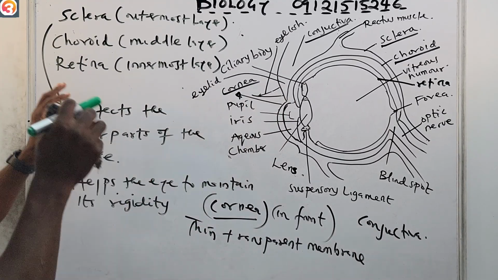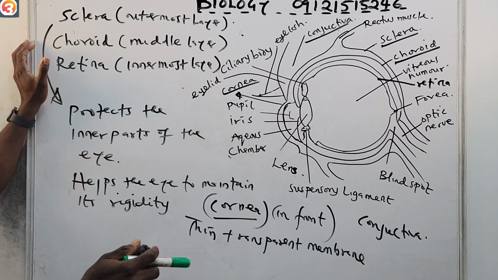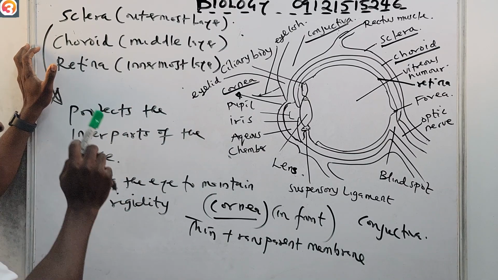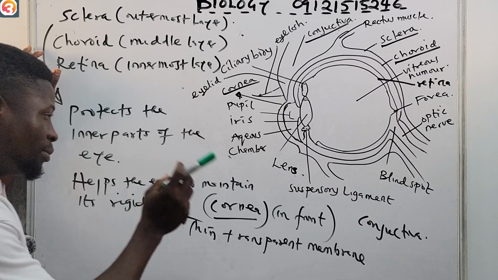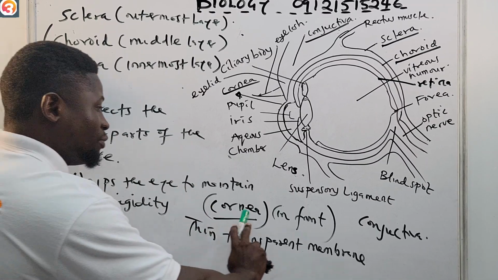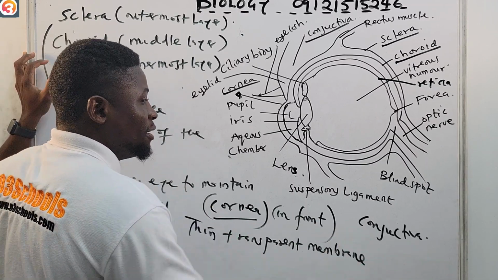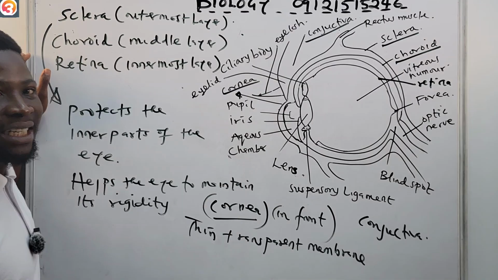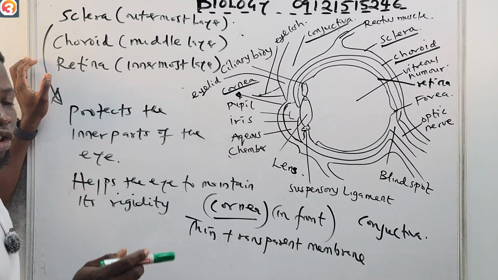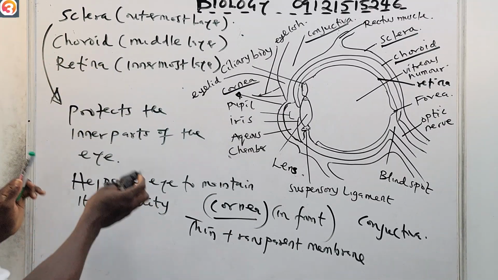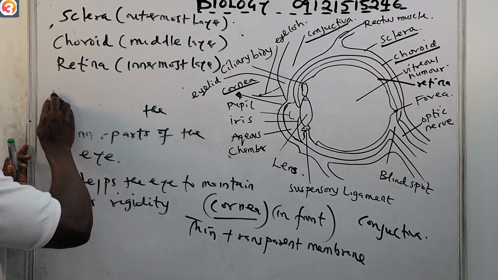So the sclera is the outermost layer. It protects the inner part of the eye, helps the eye to maintain its rigidity, and forms the cornea in front, which, like we said, is covered by a thin transparent membrane that we know as the conjunctiva. Now let us talk about the middle layer, which is the choroid.